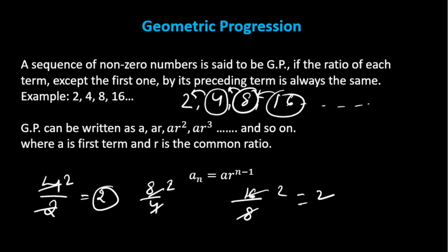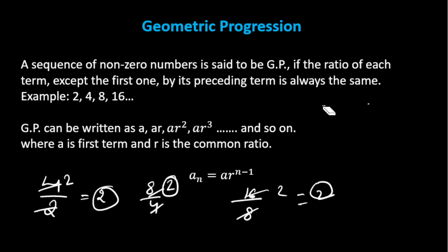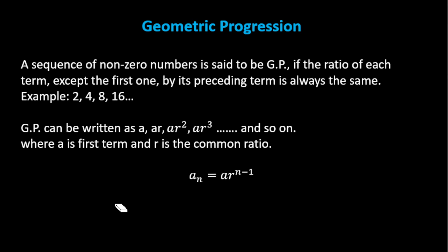So you can see that whenever we find the ratio of two consecutive terms, the terms which are next to each other, it is always the same. These types of sequences are known as geometric sequences. When the common ratio is the same, such sequences are known as geometric sequence or geometric progression. We can take one more example. Suppose I have this.